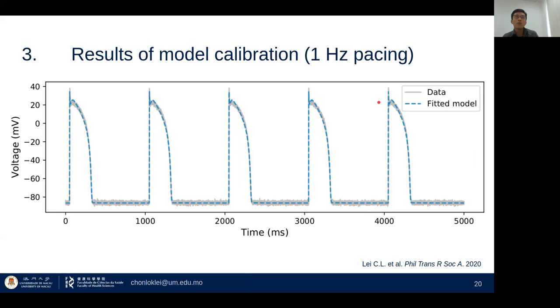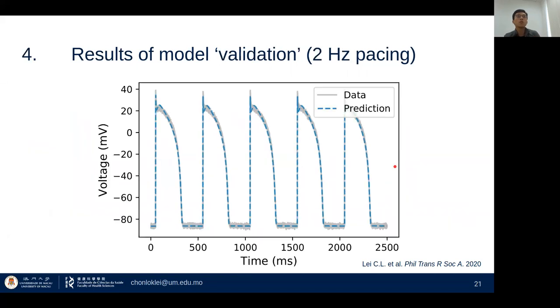It can provide a good fit with some bit of discrepancy in the action potential shape. So this is a good fit, let's say, and then let's say we try to do validation with the 2 Hz pacing, and this is what it shows.